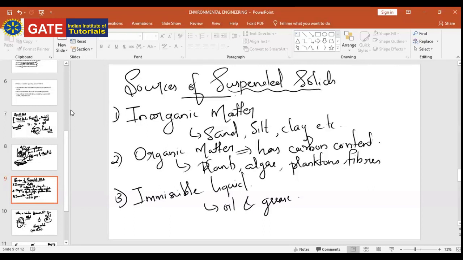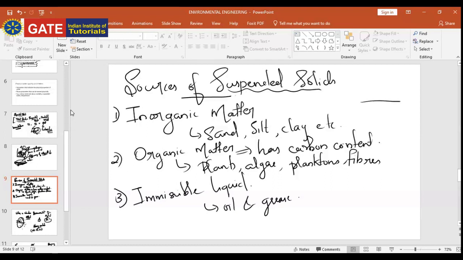Now, one of the most important points which you should remember is suspended solids will be found in surface water only. It cannot be found in groundwater. Why? Present in surface water only. Actually, groundwater is present beneath the earth. How is it formed actually?